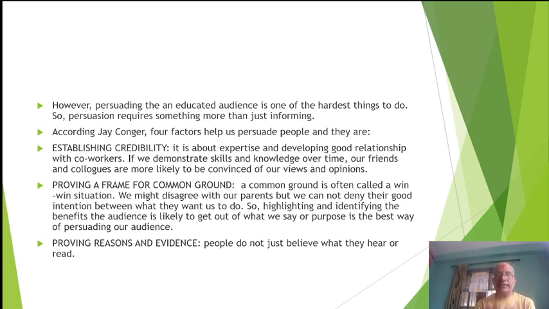So, highlighting and identifying the benefits the audience is likely to get out of what we say or propose is the best way of persuading our audience. We must highlight the positive side. We must highlight the benefits and advantages of the goods, of the products, and then naturally people get persuaded.